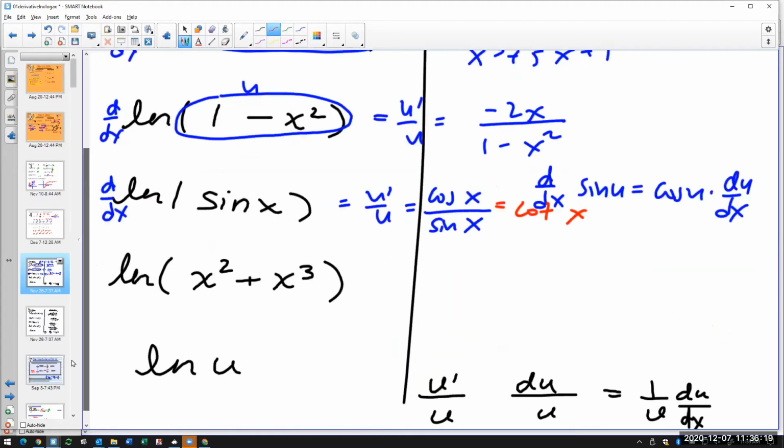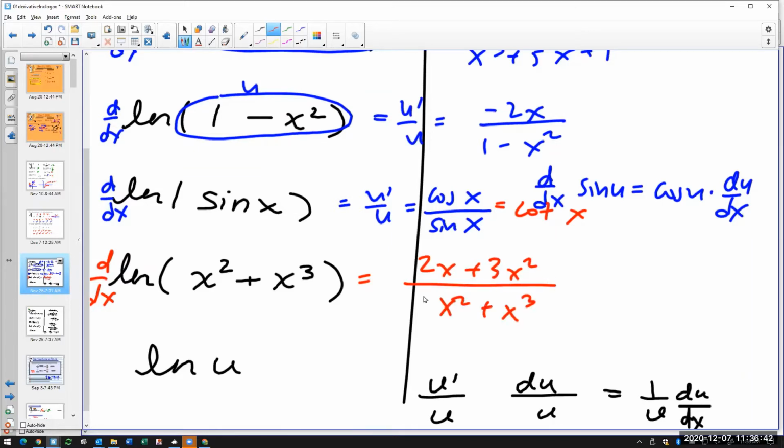Down here, I'm going to let you do that. What's the derivative of ln of x squared plus x cubed? Go ahead and jot down your answer in the notes that you picked up today. Did you get 2x plus 3x squared all over x squared plus x cubed? Pretty easy, right?